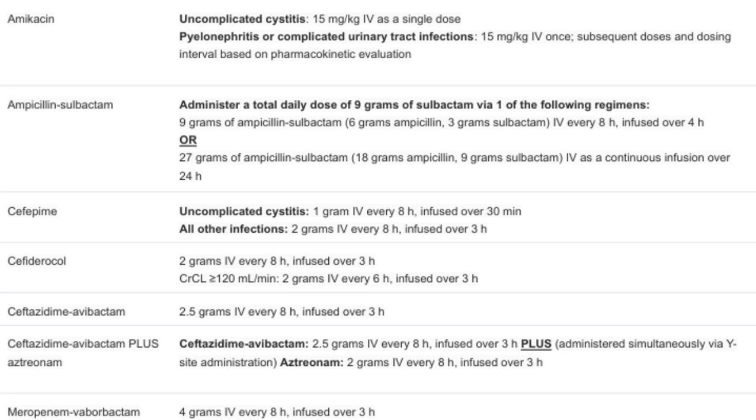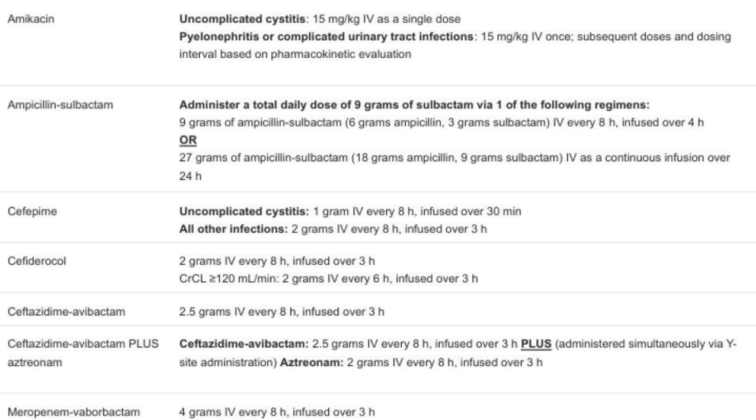For cefepime, dosing depends on the infection type. For uncomplicated cystitis, 1 gram IV every 8 hours, infused over 30 minutes, is common. For more severe infections, such as other complicated cases, 2 grams IV every 8 hours, infused over 3 hours, provides broader coverage and better tissue penetration. Cefiderocol is administered at 2 grams IV every 8 hours, infused over 3 hours. In patients with a creatinine clearance of 120 ml per minute or higher, the dosing frequency increases to every 6 hours to account for faster clearance.